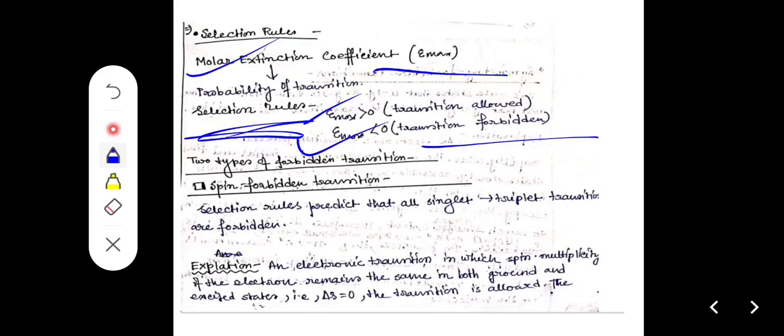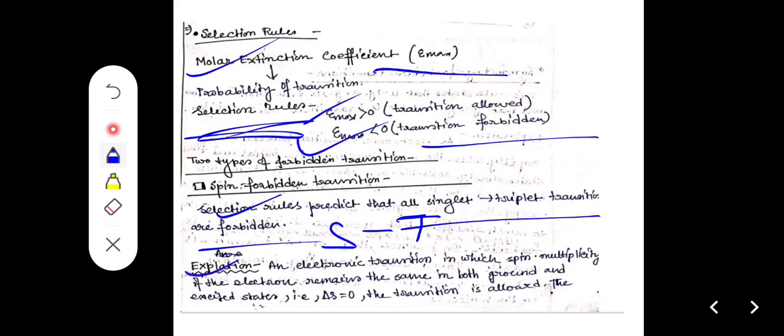Now, two types of forbidden transition. First one, spin forbidden transition. The selection rule predicts that all singlet to triplet transitions are forbidden. If S to T goes, that is forbidden. So similarly, phosphorescence is a forbidden process and fluorescence is an allowed process.